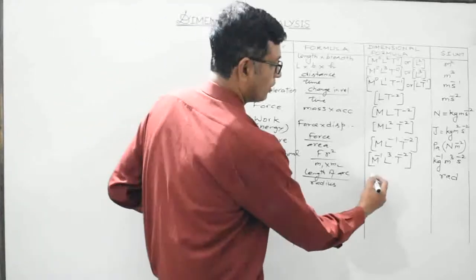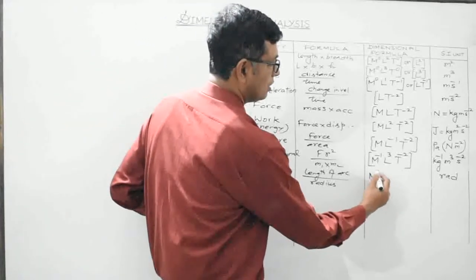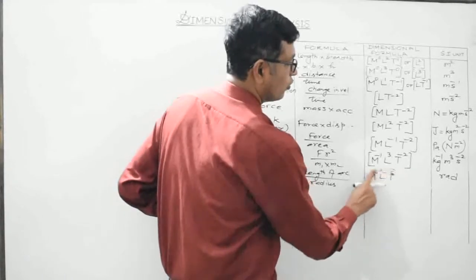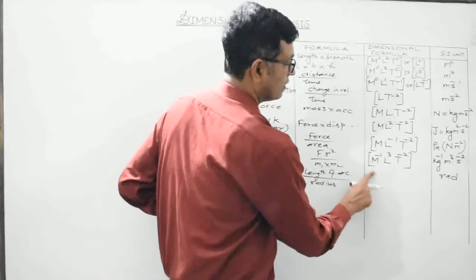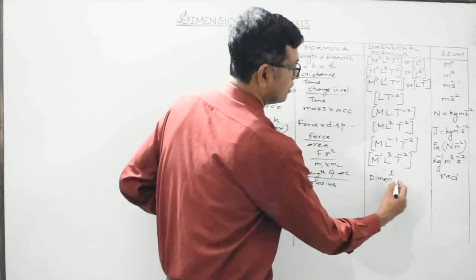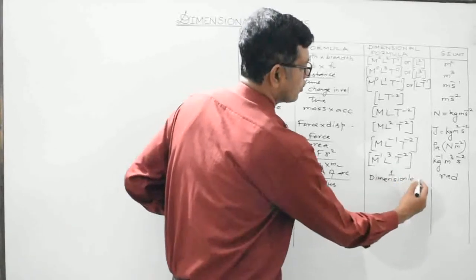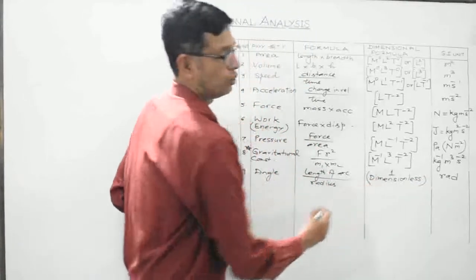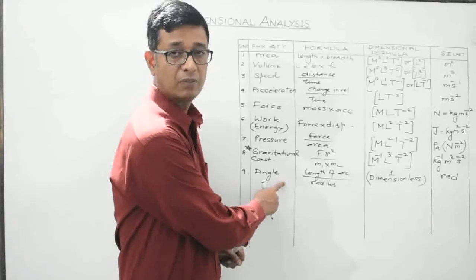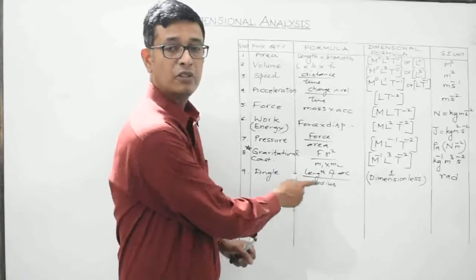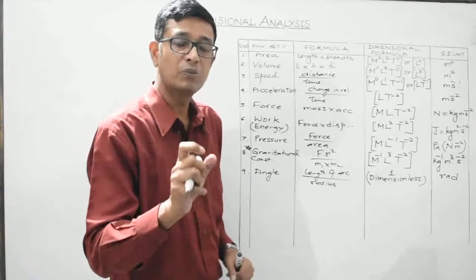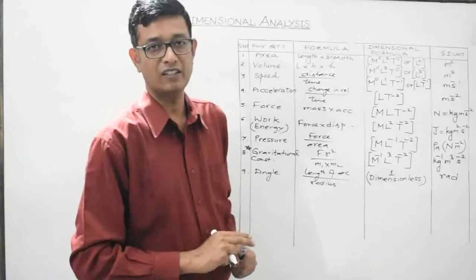So its dimensional formula is M to the power 0, L to the power 0, T to the power 0. Or simply you can write 1. That is, it is dimensionless. It is a dimensionless quantity. So what we have concluded is, if a physical quantity is given by the ratio of two similar physical quantities, then that quantity must be a dimensionless quantity.